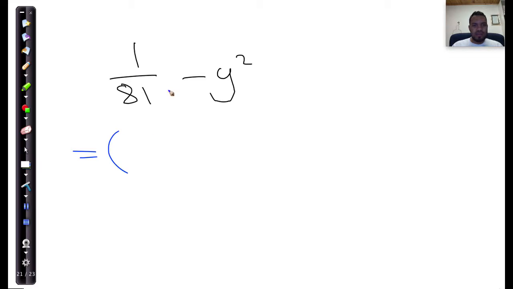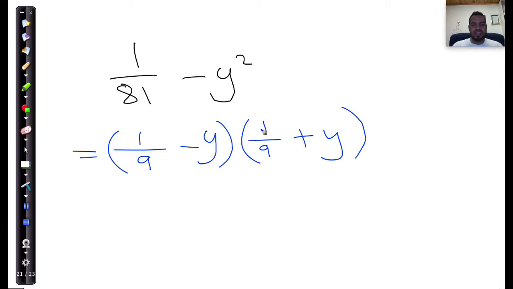Look at a few more examples of difference of squares, and I'm going to take 1 over 81 minus y squared, and this here is equal to, really, as long as I've got two terms and I've got a minus between them, they can factorize according to the difference of squares. That means I just take the square root of this entire fraction, which is just square root of 1 is 1, square root of 81 is 9, and I say minus the square root of y squared is just y, multiplied by 1 over 9 plus y, and that's it.